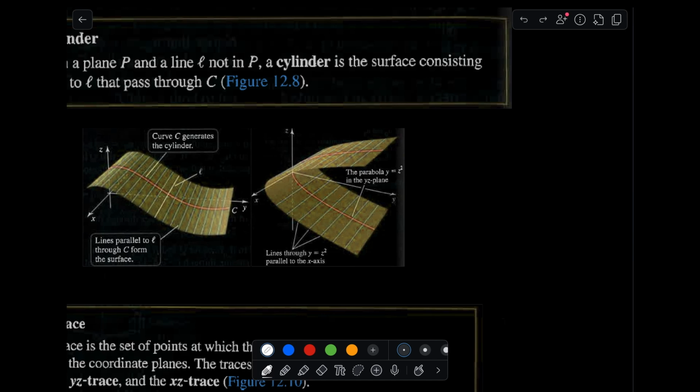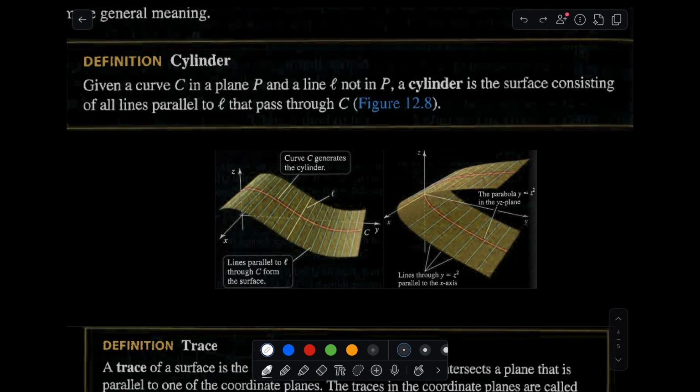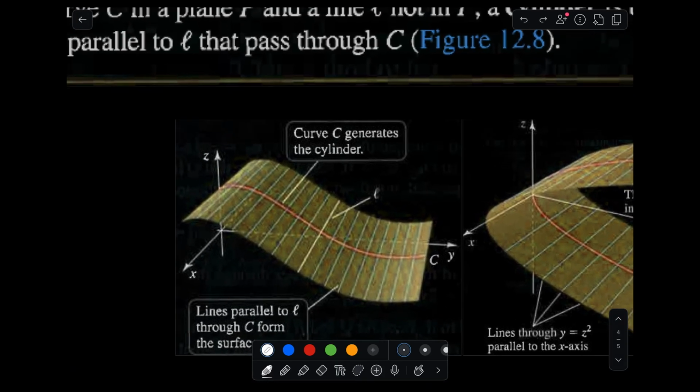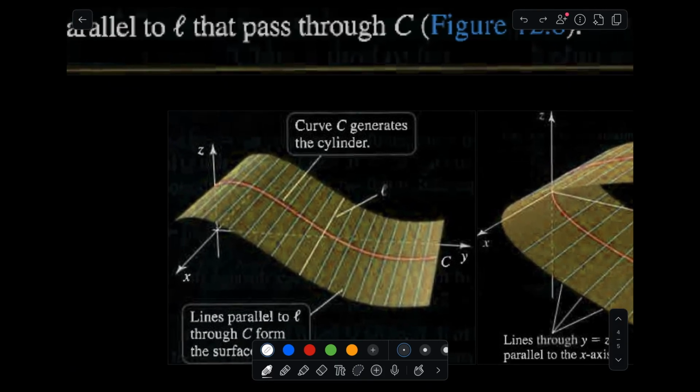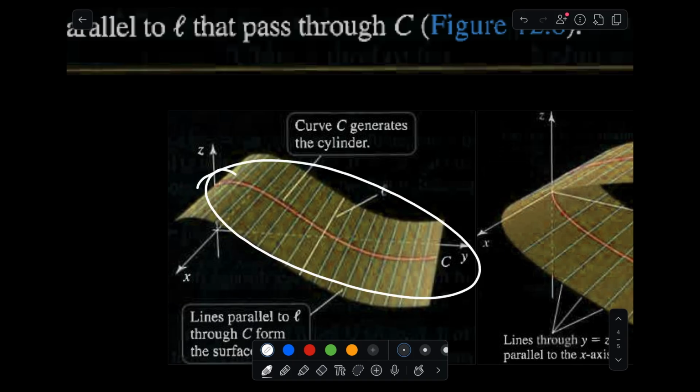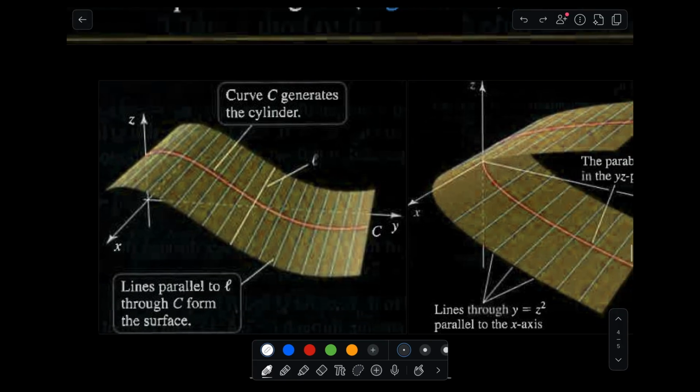But if you want the more rigorous definition, given a curve C in a plane P and a line L not in P, a cylinder is a surface consisting of all lines parallel to L that pass through C. So if we just set x constant, for example, it would just generate this red line right here. But since x isn't constant, it's going to also point out in the x-axis, right?